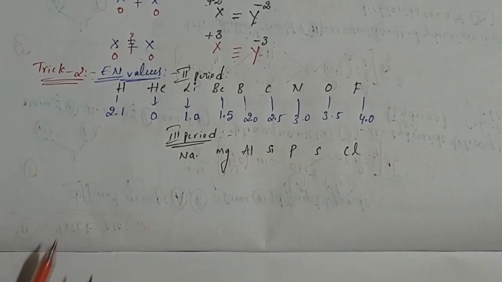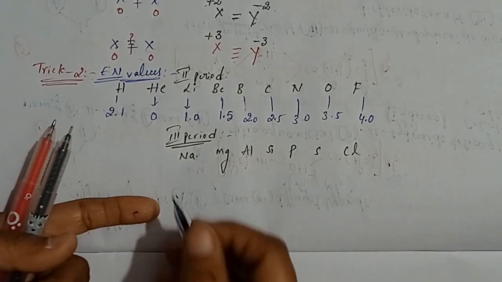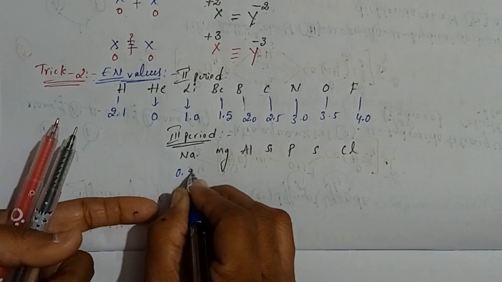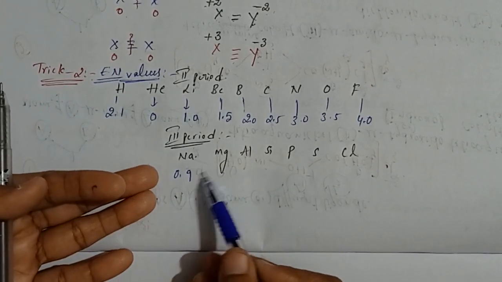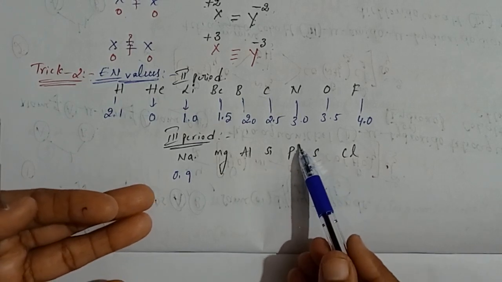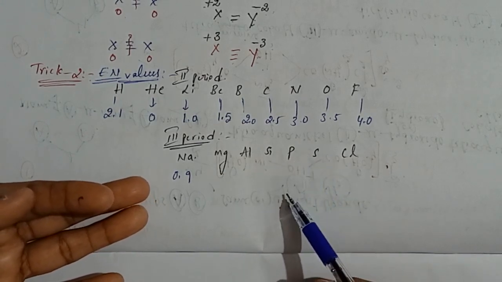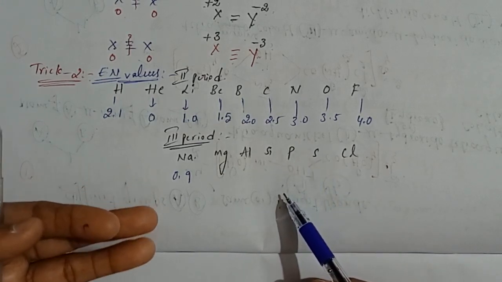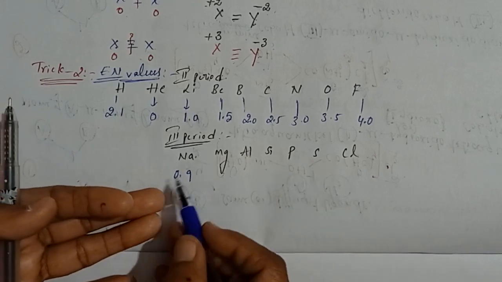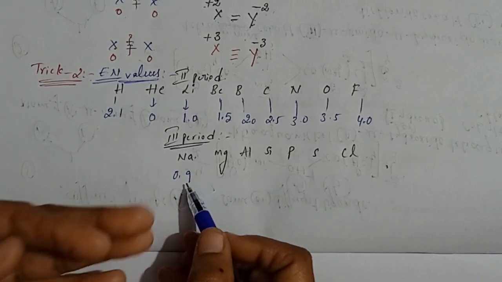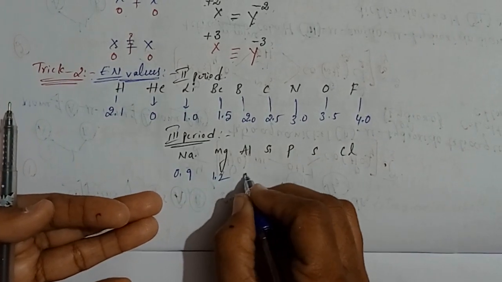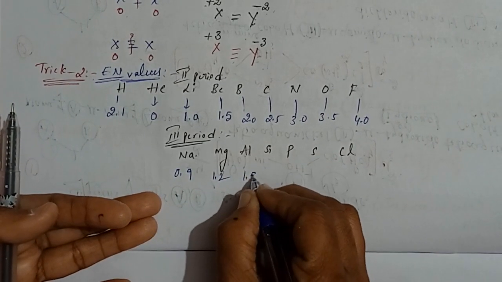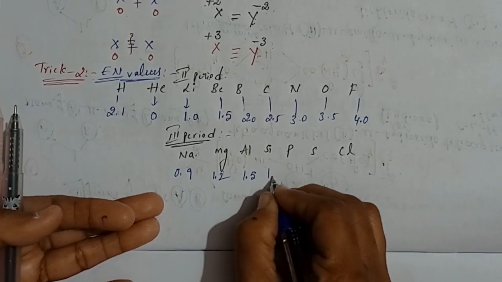Now tell me, students, what are the electronegativity values? Sodium's electronegativity value is 0.9. After 0.9, up to phosphorus, just add 0.3. How much do you have to add? 0.3. 0.9 plus 0.3, how much, students? 1.2. Add 0.3, then 1.5. Add 0.3, 1.8.